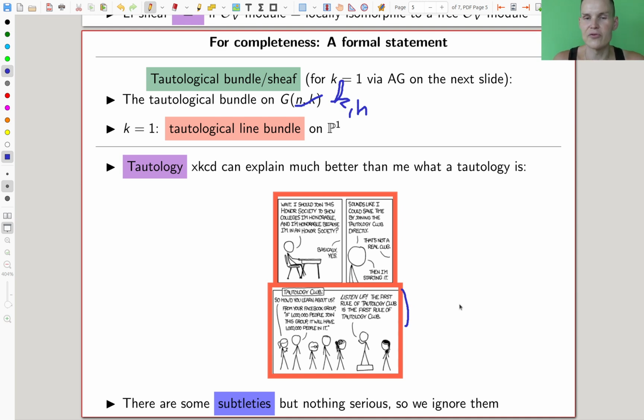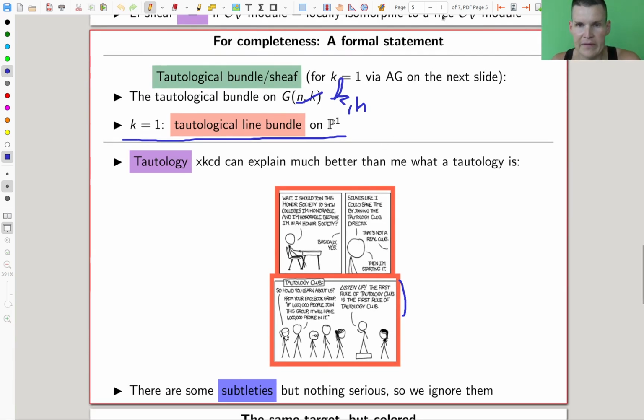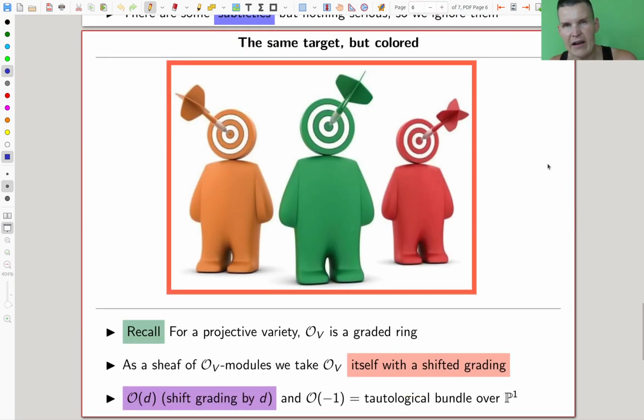Let me rather give you an alternative definition in the case k equals 1. Alternative definition means whatever I'm going to write down now will be isomorphic to this tautological line bundle or the corresponding sheaf. But it's not quite obvious. It's kind of an exercise. In a lot of algebraic geometry books, you will see that as an exercise. I just take it as a definition. So here comes the definition in the special case k equals 1.